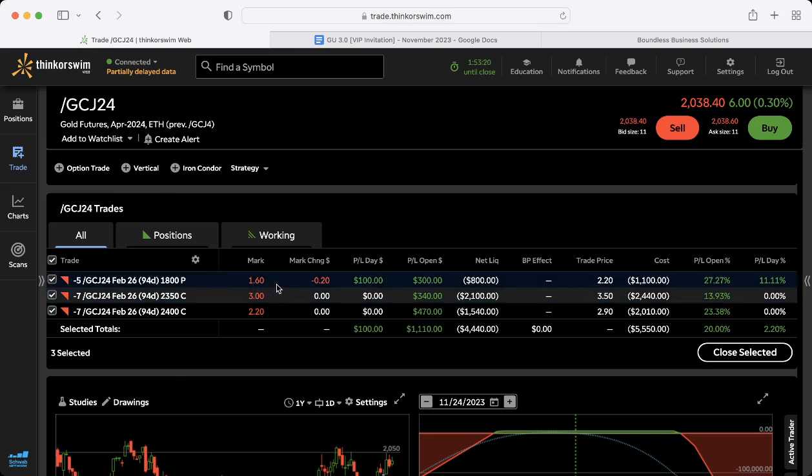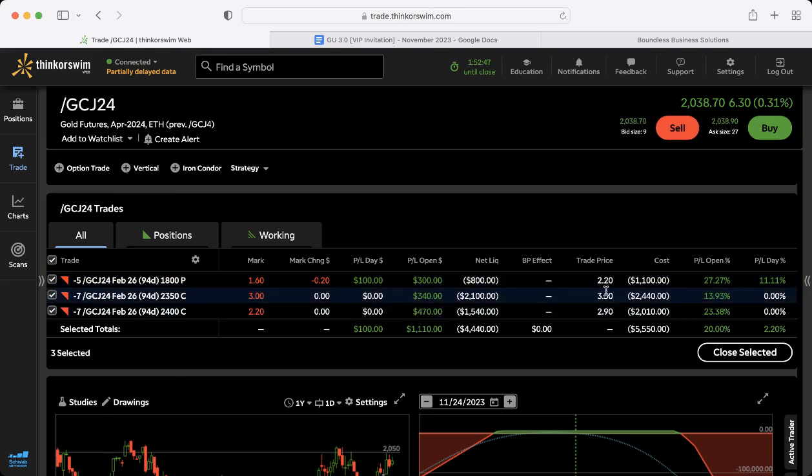Okay. The mark today is $1.60, and that's the value of that option, 1.6. Again, the point value for gold, each point is $100. So this one's pretty easy to calculate and figure out. That's worth $160. We have 5 of those. And if we slide across here to Net Liq, that means all 5, if we had to buy them back, they'd be worth $800.